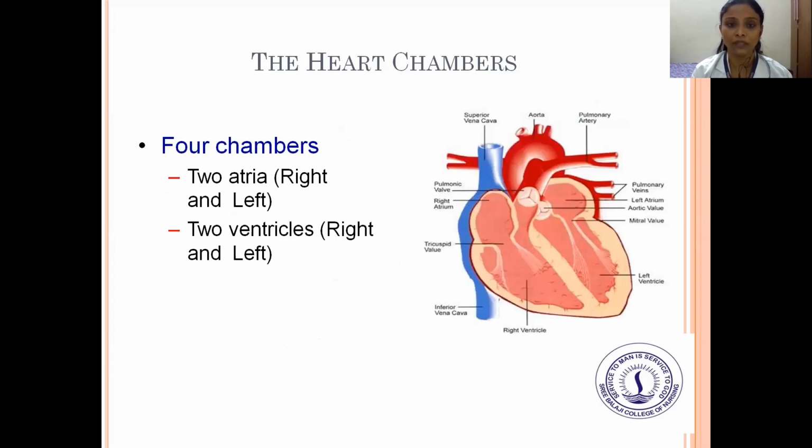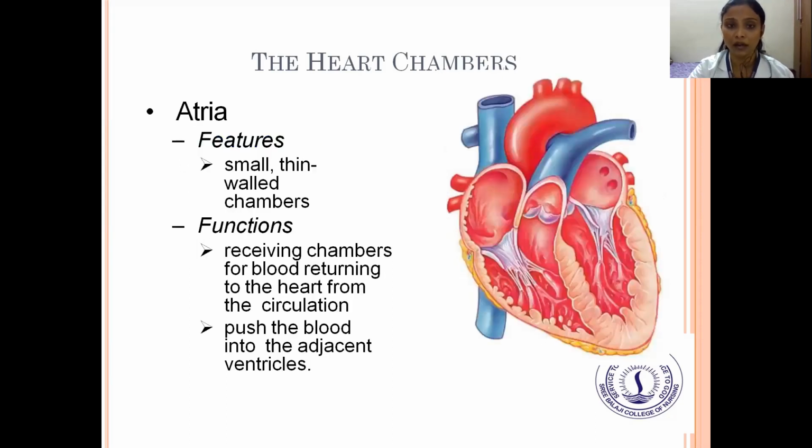Next, the four chambers. The four chambers are two atria, that is right atrium and left atrium, and two ventricles, that is right and left ventricles. You can see here in this picture the aorta, pulmonary artery, pulmonary vein, left atrium, left ventricle, right atrium, right ventricle, inferior vena cava, and then pulmonary valve and superior vena cava. All these are present in this structure of the heart.